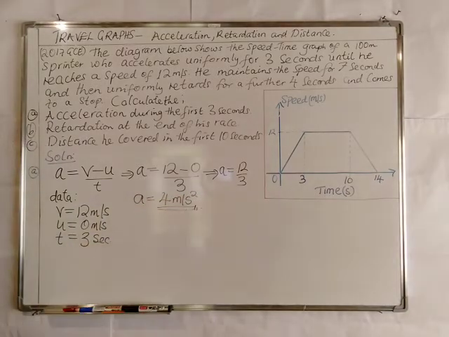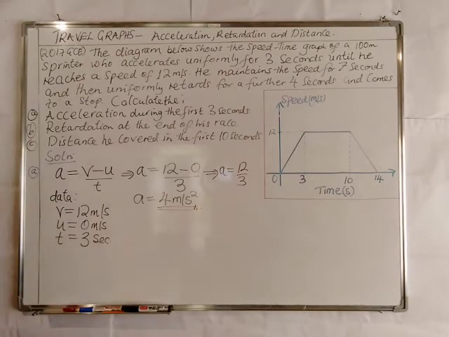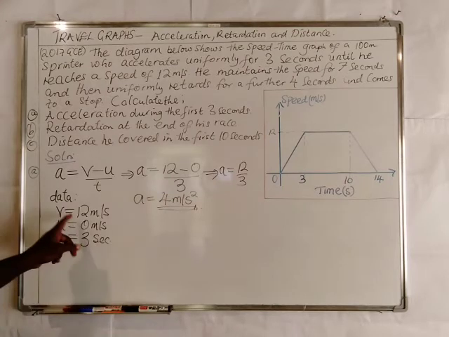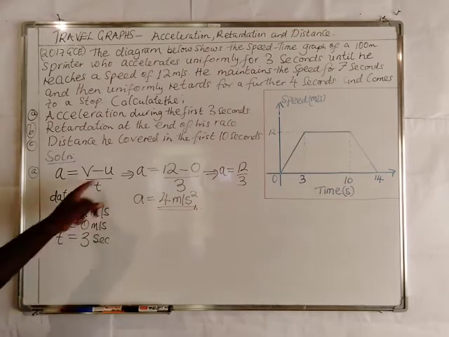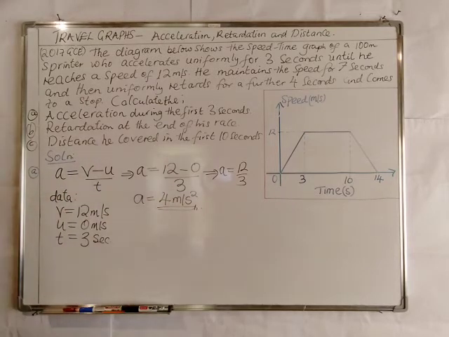So this is basically our acceleration for the first 3 seconds. Final, initial, t. So this is the formula that we use to get our acceleration. Let's quickly look at B.